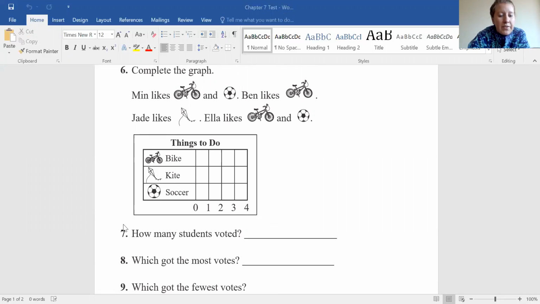Good. Number 7 is tricky. How many students voted? I would count the names, friends, because some people voted twice. A lot of times in graphs you can't do that. In this one you can. So because some people voted twice, it can be confusing. My advice is to count the number of names. How many names are in this? That tells me the number of students. Write that number here.